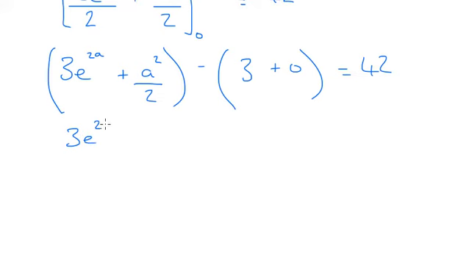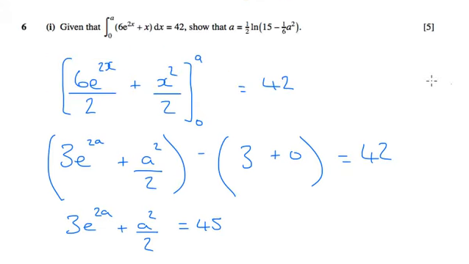If I get rid of all the brackets, I'm going to say that that is equal to 45. And what we're looking to do is get an a. We're not trying to make a the subject because we've got an a squared in here. So this a squared is probably this a squared here. So I'm going to double everything, then divide by 3.